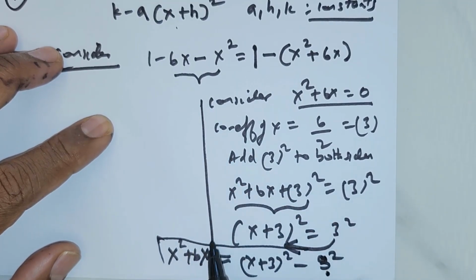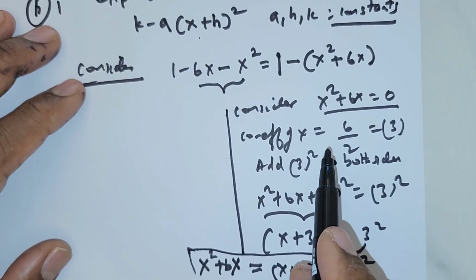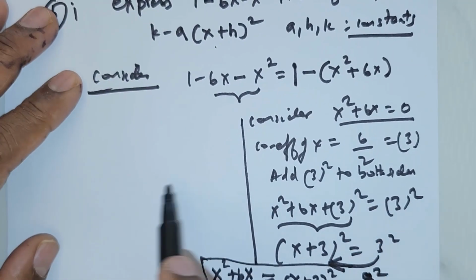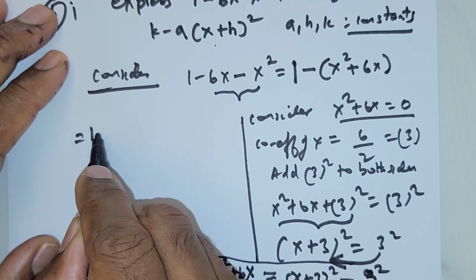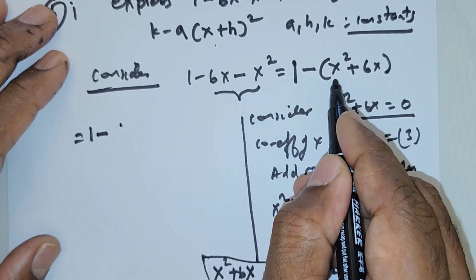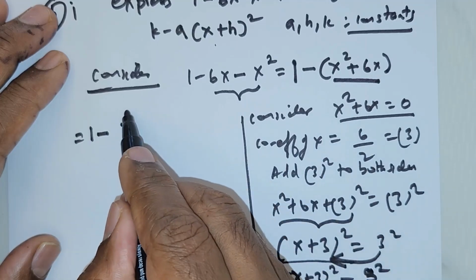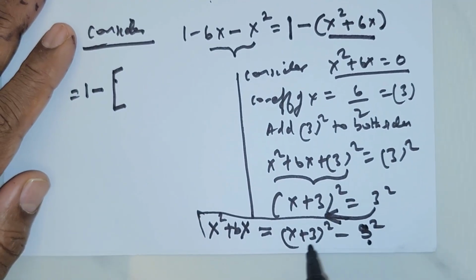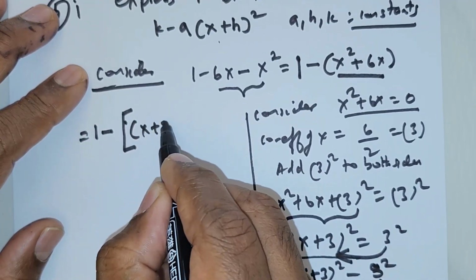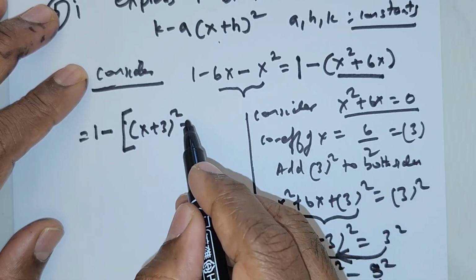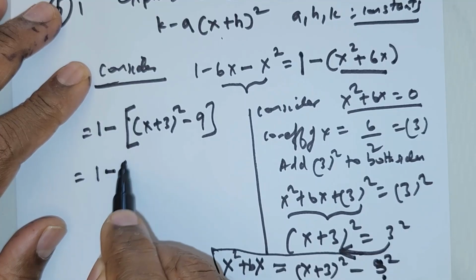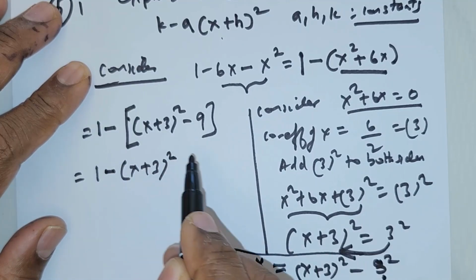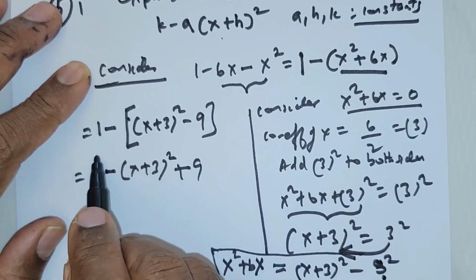So you don't have to show all of this here, but this is for your understanding, rough column. If you are showing this, fair enough, well and good. So you now have 1 − (x² + 6x). In place of x² + 6x, I am going to rewrite this as (x + 3)² − 3², that's going to be 9. This can be further rewritten as 1 − [(x + 3)² − 9].